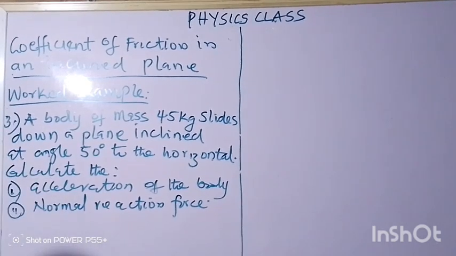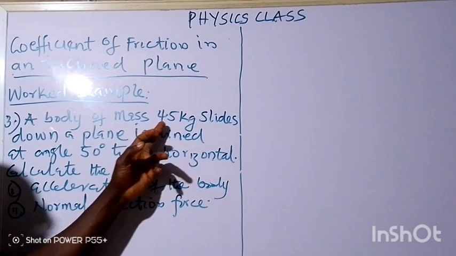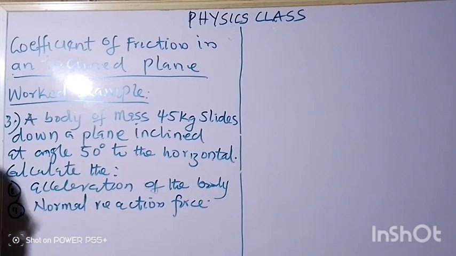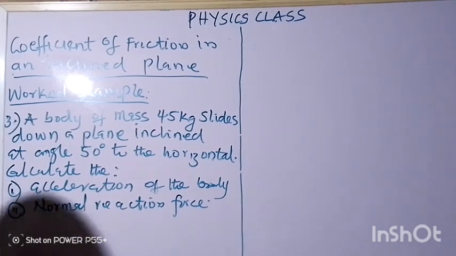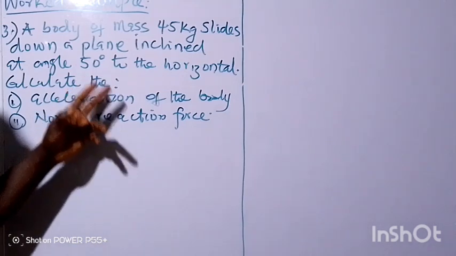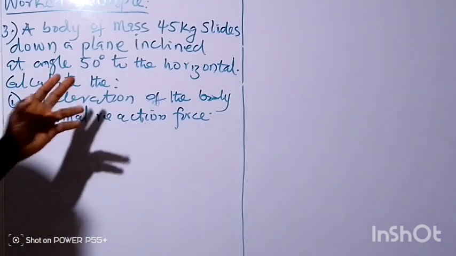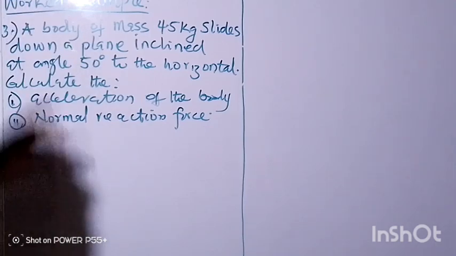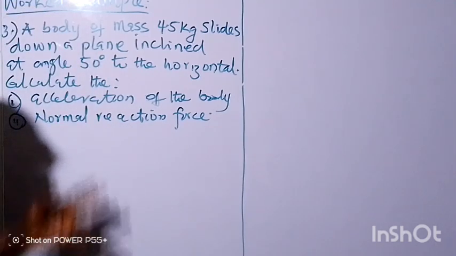And the question says, a body of mass 4.5 kg slides down a plane inclined at an angle of 50 degrees to the horizontal. Calculate 1. the acceleration of the body, 2. the normal reaction force. For you to understand this topic, you need to go back and watch our last video on the topic, coefficients of friction in an inclined plane.